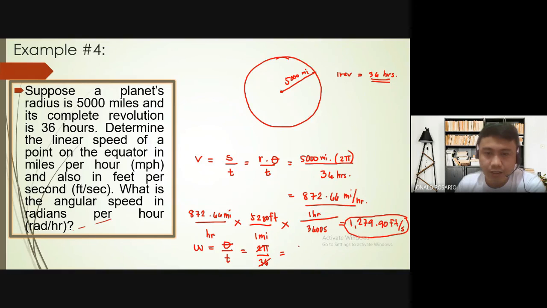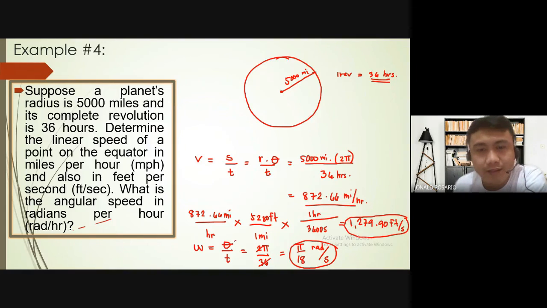You can have, i-cancel na lang natin yan. That's pi over 36 divided by 2 is 18. So pi over 18 radian per second. Is that the correct answer? Yes, sir. Okay, thank you. So we are done with example number 4.